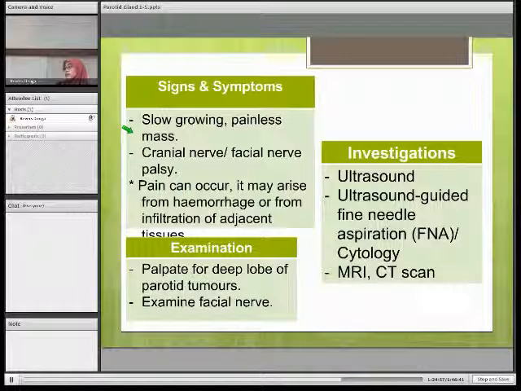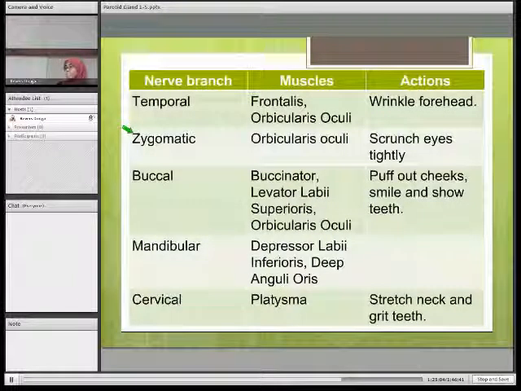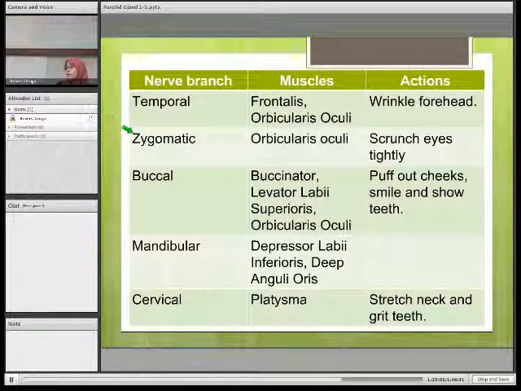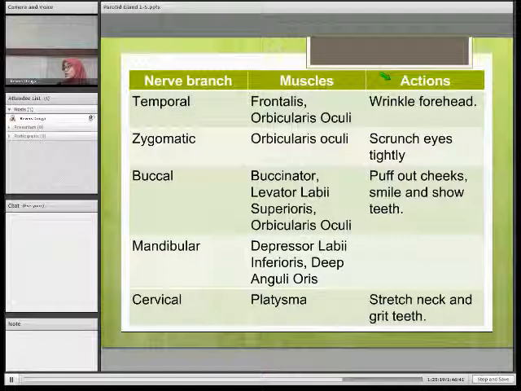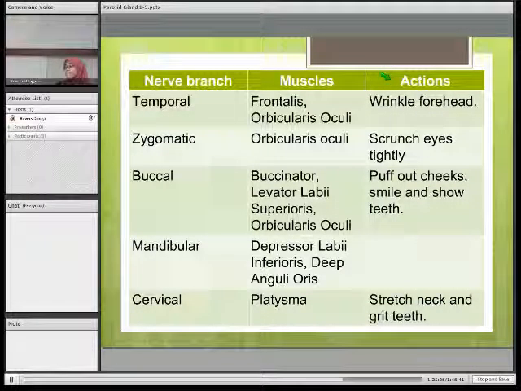Investigation: imaging techniques, aspirate for cytology, again, MRI, CT scan. Yep. A couple of groups, I've mentioned this before, but this is basically a summary of the facial nerve and its branches, the muscle it innervates, and the action that it produces. So you would test for all these actions to see if your patient is able to do them. If there's a weakness or asymmetry, then that is highly suggestive of malignancy.